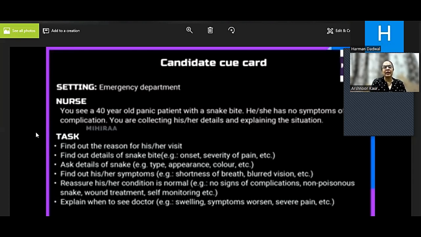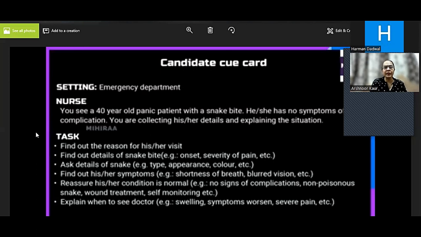Then you should see the snake bite area where the snake has bitten. Usually, when poisonous snakes bite any patient, the area of the bite turns blue or black, and there is severe pain in that area. Now, in this case, they have shown that there is no complication. This means the snake was non-poisonous.